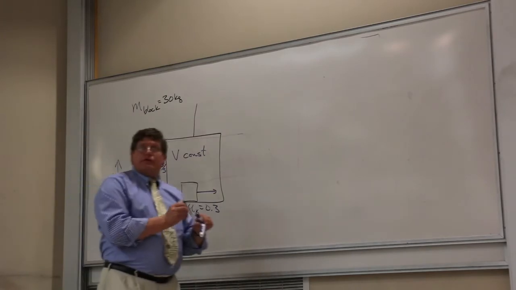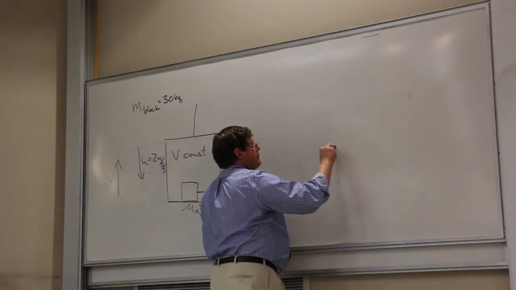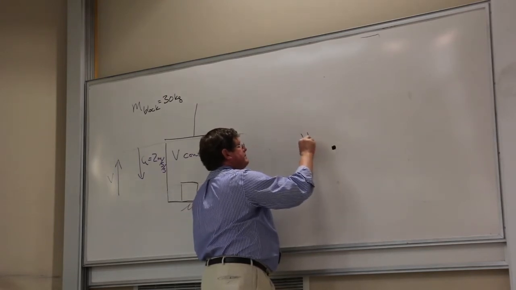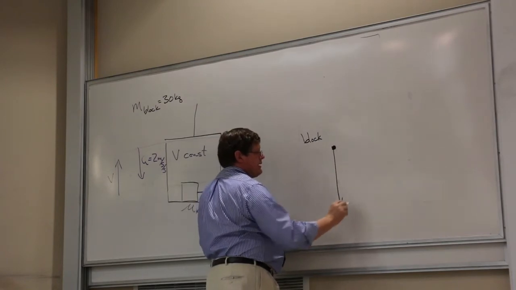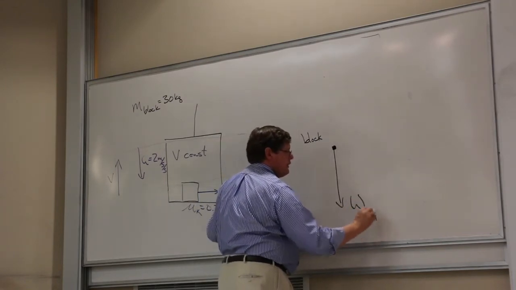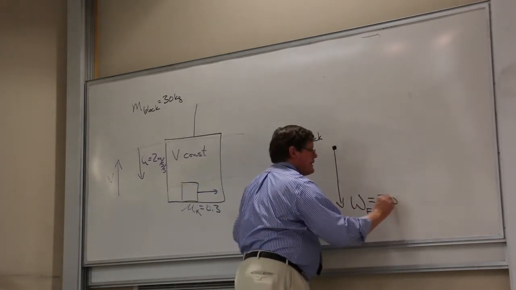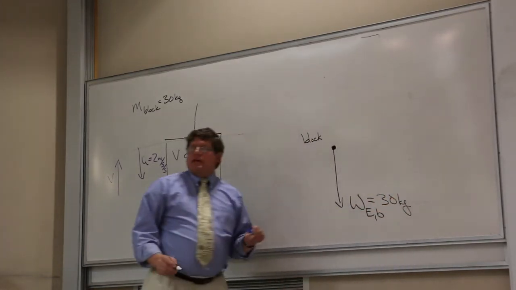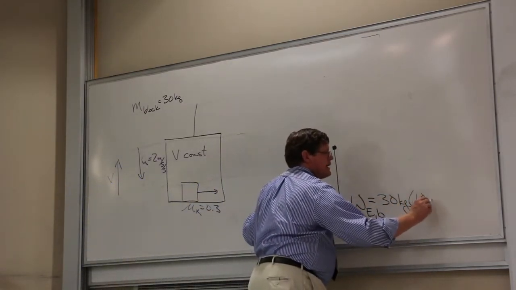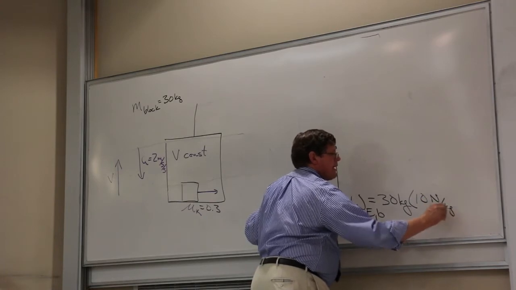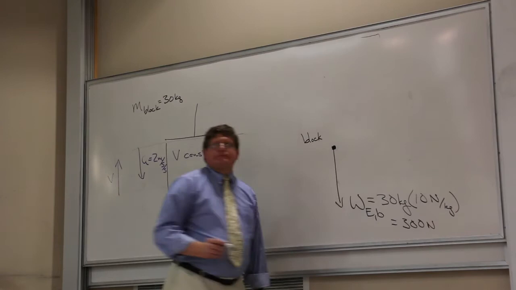Well, we always start one of these problems with a free body diagram. We do a free body diagram for the block. The first force we put on any of our diagrams is the gravitational force, Earth on the block. That's going to be the mass of the block, 30 kilograms, times the gravitational field strength here on Earth, which is 9.8, let's call it 10 newtons for each kilogram. And that gives me the 300 newtons.